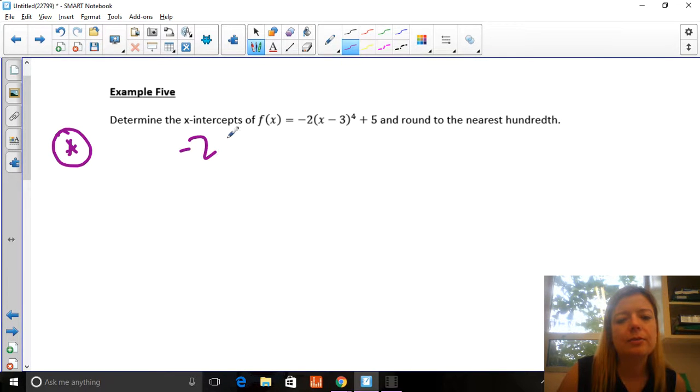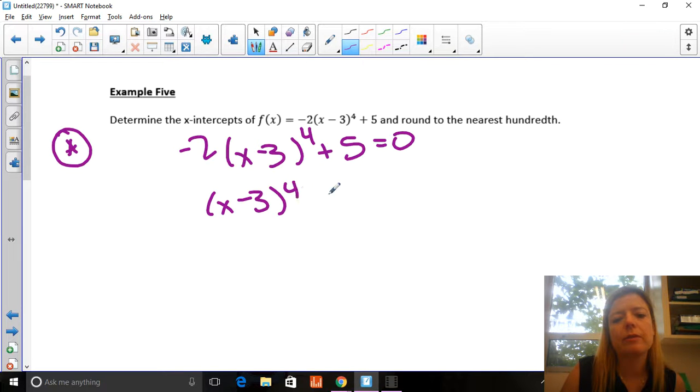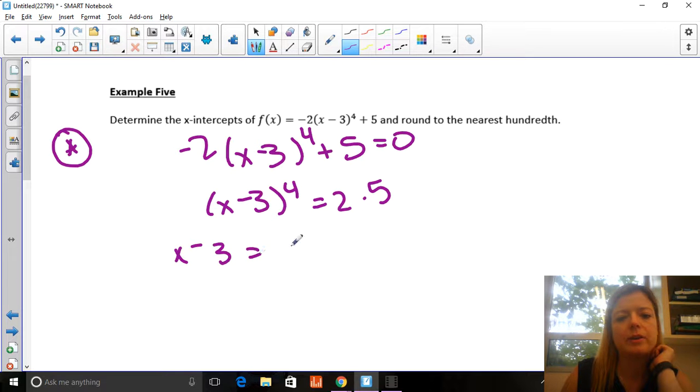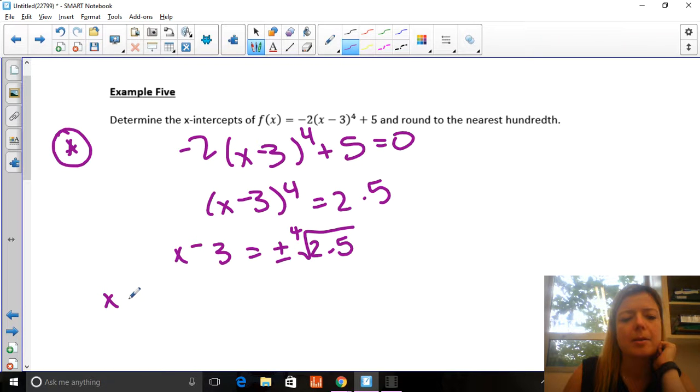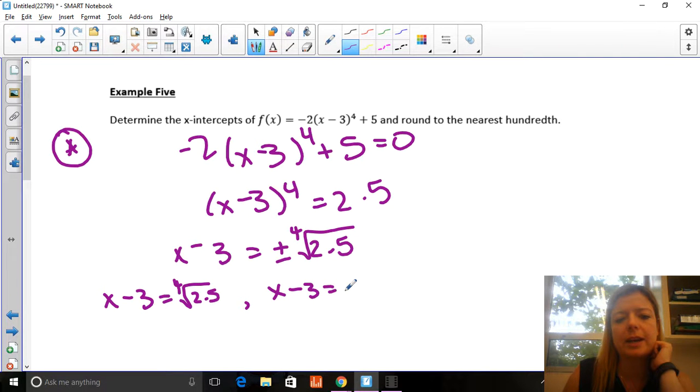Okay, so -2(x - 3)^4 + 5 = 0. So you get (x - 3)^4 = 2.5, right? Because you had minus 5 divided by minus 2. So now I just do x - 3 equals plus or minus the fourth root of 2.5. So from there you get x - 3 equals the fourth root of 2.5, and x - 3 equals the negative fourth root of 2.5.